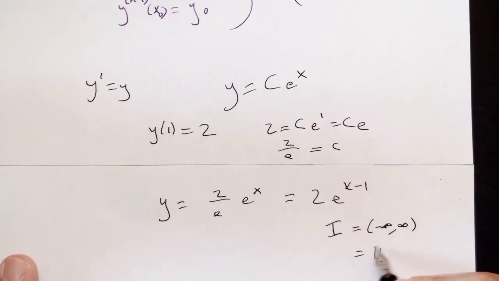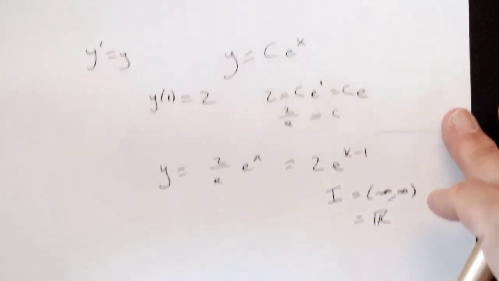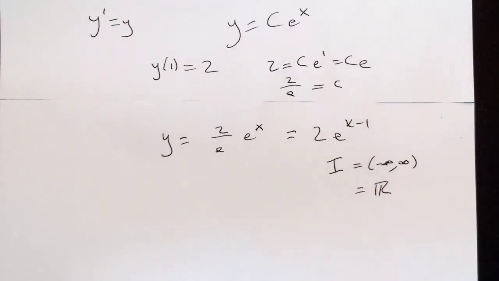By the way, I will often use that same symbol we used in discrete all those years ago, that funky looking R. But sometimes our choice of initial condition changes our interval.